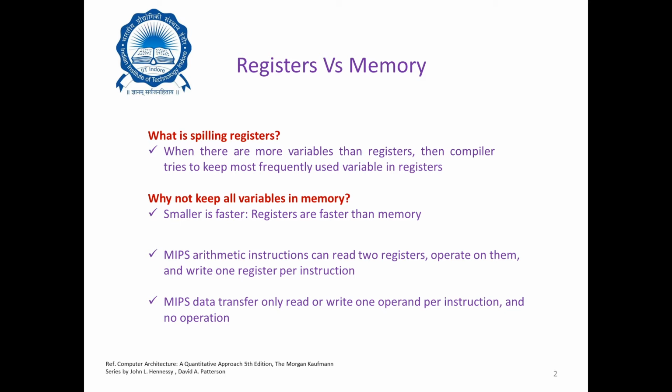We'll see where. So why not just keep all variables in memory? The obvious answer is that keeping everything in memory results in more access time, and smaller is faster, therefore registers are faster than memory. MIPS arithmetic instructions can read 2 registers, operate on them, and write 1 register per instruction. MIPS data transfer only reads or writes 1 operand per instruction, and no operation is possible. So the concept of spilling registers tells you that you only keep the most frequently used ones in the registers, and the rest you spill to some external place.